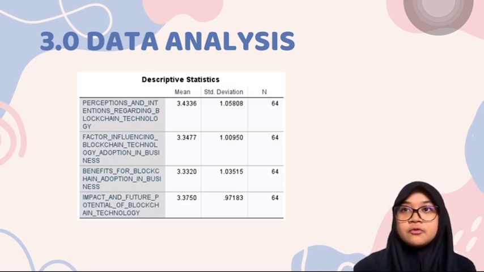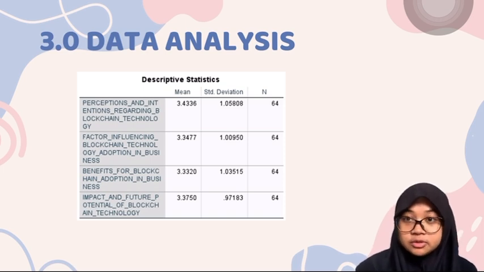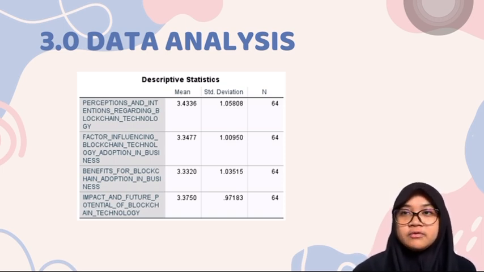The next is benefits of blockchain technology adoption in business. The mean is 3.332, indicating that respondents on average perceive a relatively high level of benefits associated with adopting the technology. The last one is impact and future potential of blockchain technology, where the mean is 3.375, indicating that respondents on average perceive a relatively high potential impact and future prospects of blockchain technology.